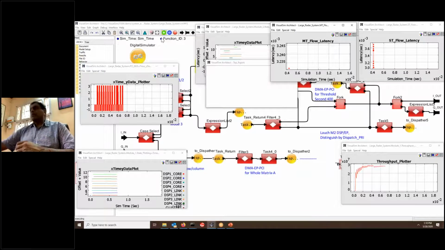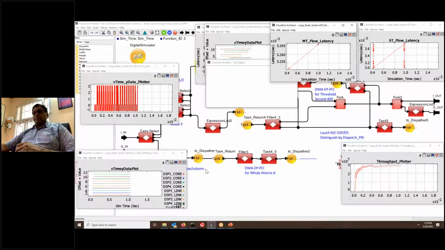So here, for example, what are we seeing? We're seeing the static flow, and the moving target flow shows my throughput. And of course, these are related to performance. You can see these values keep changing right over here.